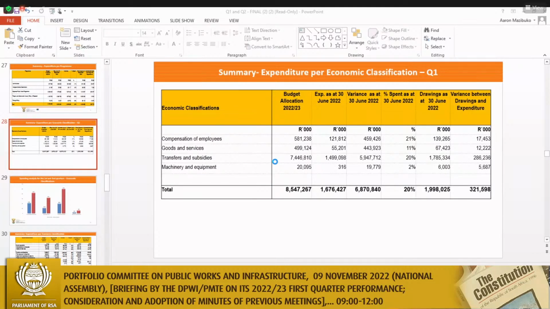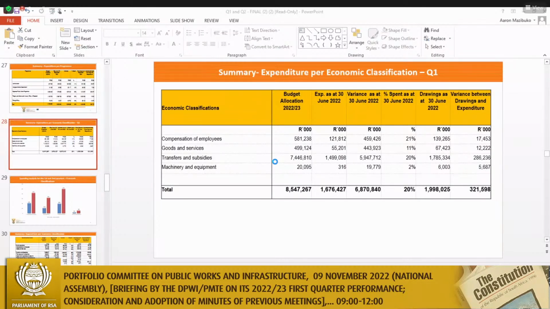The second area was relating to communication. The spending under the communication item was also low because of the delays in receipt of the invoices from some of the service providers. The last one is under the agency support, where there was a delay in the appointment of the service providers that are supporting EPWP in the implementation of the programs.